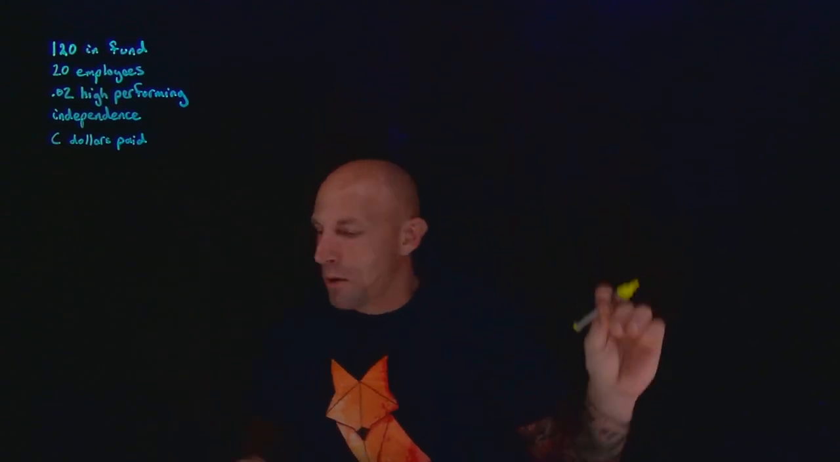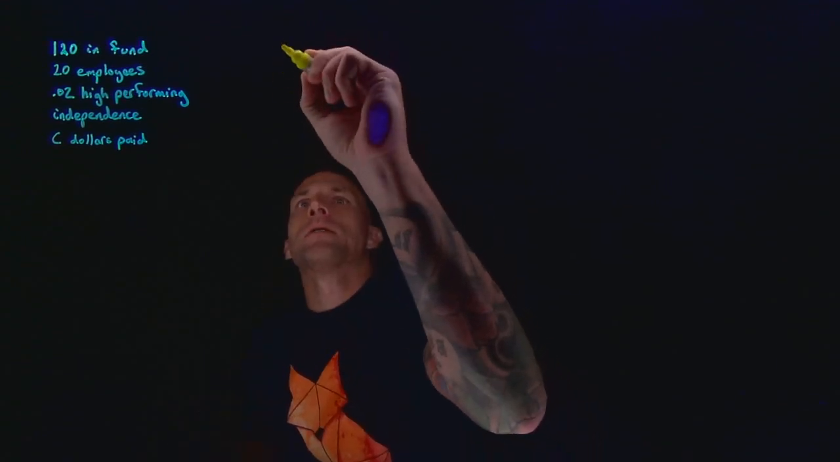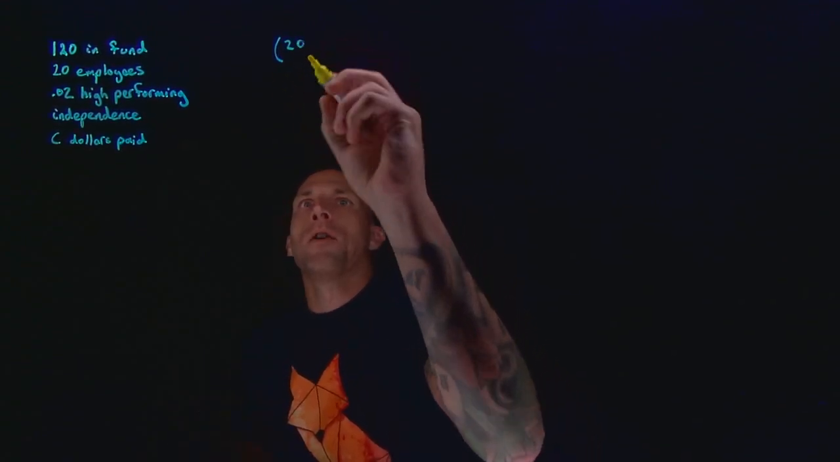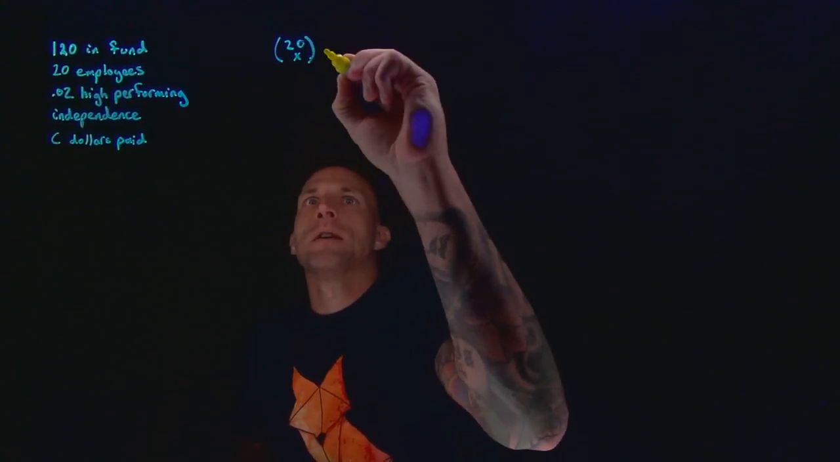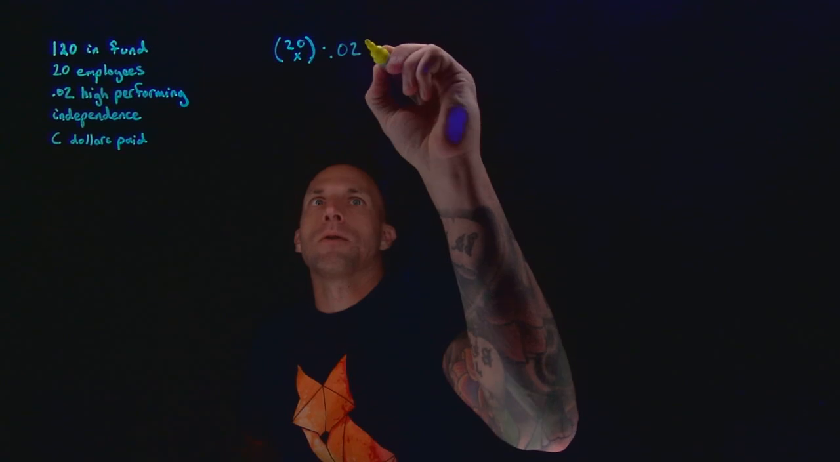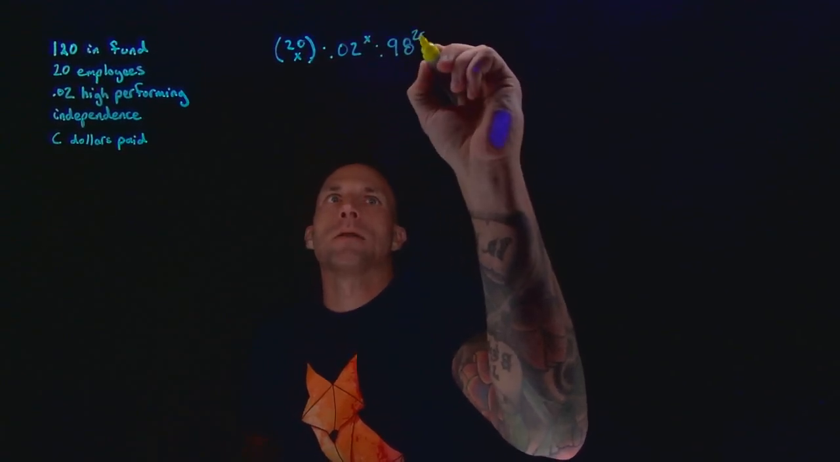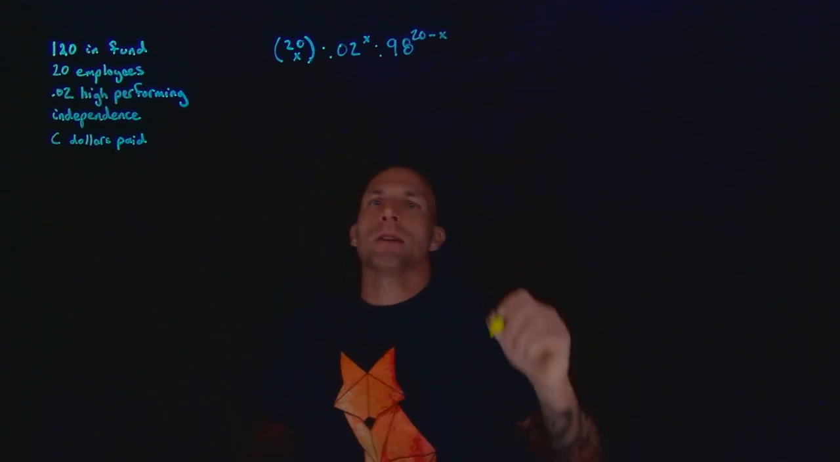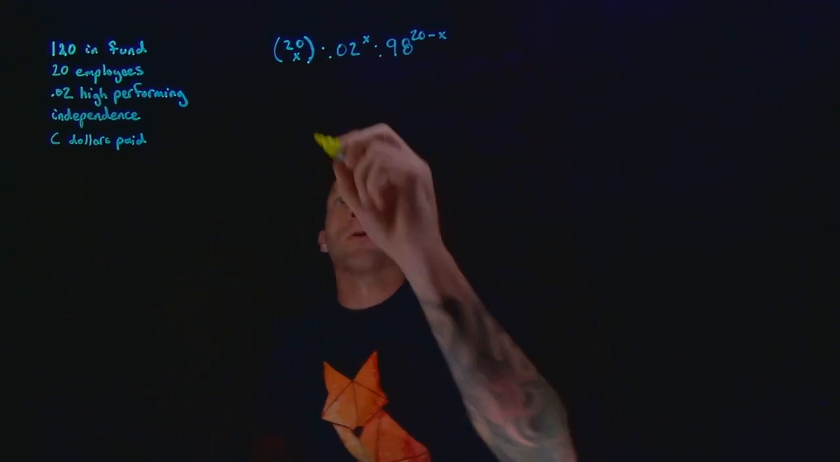So that's enough preamble. This one is a great problem for the table feature of your calculator. So we're going to use a binomial distribution, 20 choose x times 0.02 raised to the x times 0.98 raised to the 20 minus x. And I'm going to write out the first few values that are going to show up in the table.